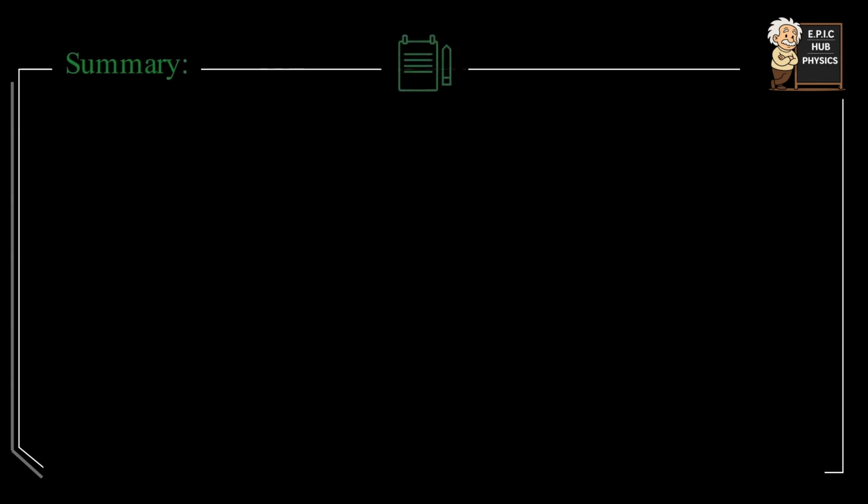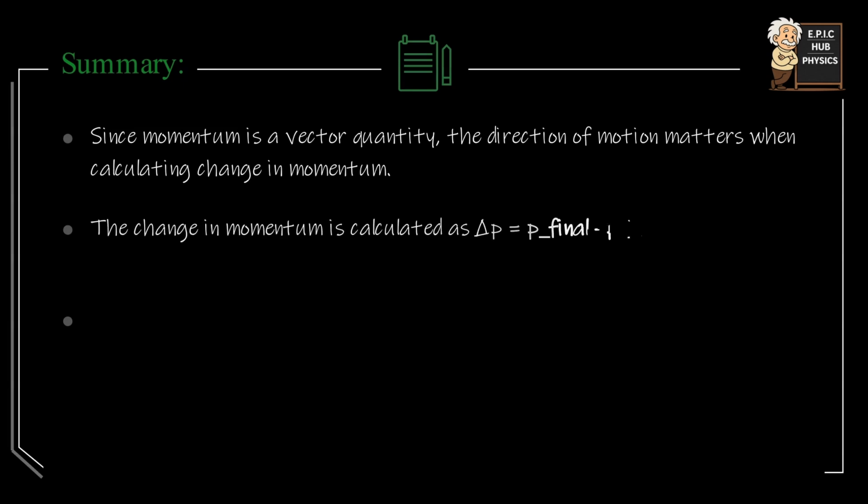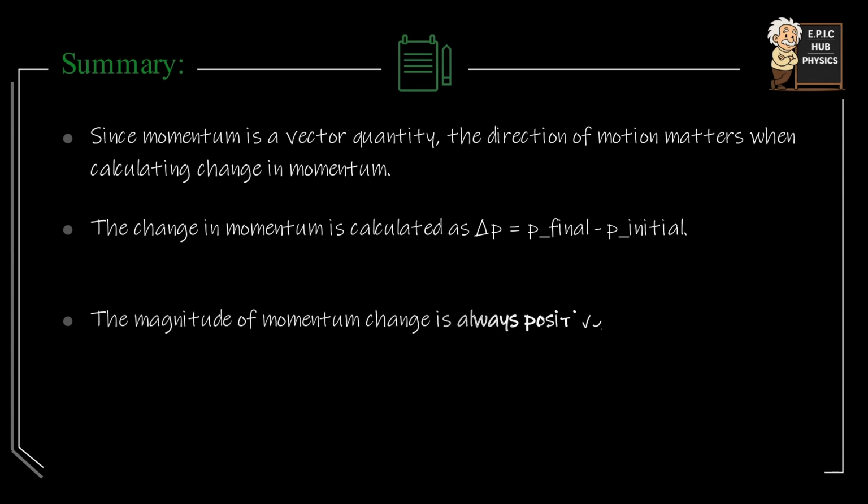Job completed. Let us have a quick summary. Since momentum is a vector quantity, the direction of motion must be considered when calculating changes in momentum. The change in momentum is calculated using delta p equals p final minus p initial. And when a sphere rebounds from a rigid barrier, its velocity reverses direction, so the final momentum has the opposite sign to the initial momentum. The magnitude of momentum change is always positive regardless of direction. Because the question asks for the magnitude of the change in momentum, the final result must be positive.